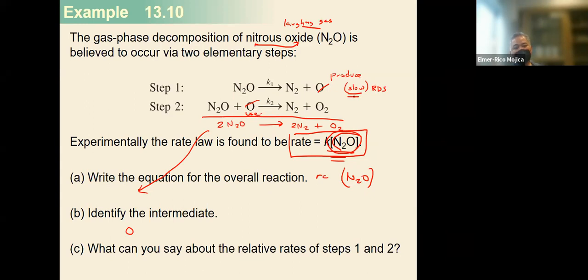Okay? Why is it the slower one? Because the rate law says the rate is k times N2O. And that's the only one that contains N2O. Step 2 contains N2O and oxygen. So if we're going to look at the relative rate of step 1 and step 2, this is the slower step compared to this one. Understand?